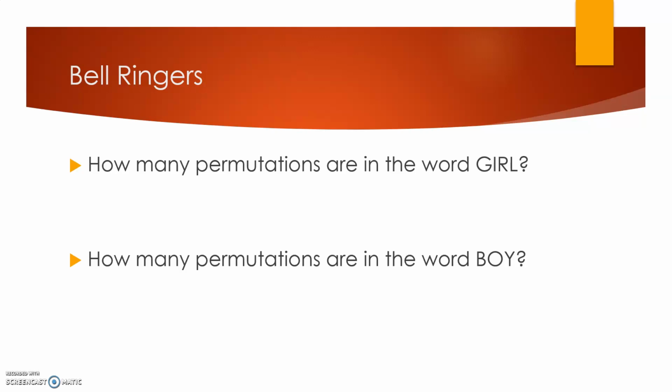It's to use factorials. And so we're going to use a factorial here. There are 1, 2, 3, 4 letters in girl. So we're going to do 4 factorial. So we're going to have 4 times 3 times 2 times 1. And that would give us 24. Now, for the word boy, there's 3 letters. So we're going to do 3 factorial. And we get 3 times 2 times 1. And that's 6. So that's just a quick refresher on how to do permutations.